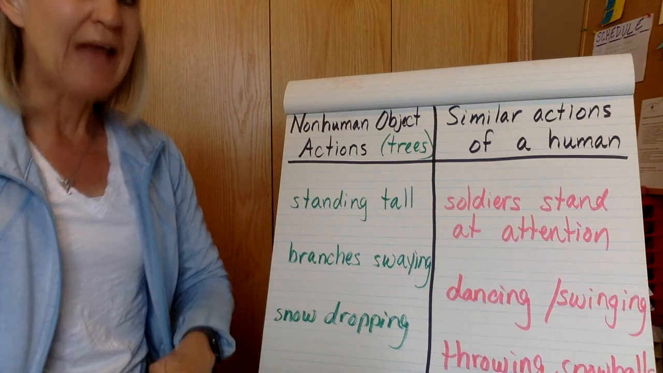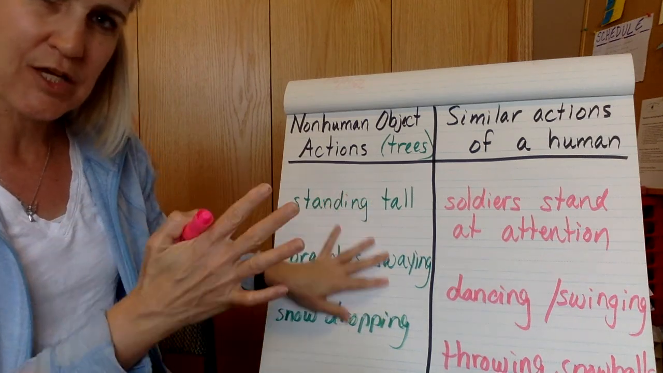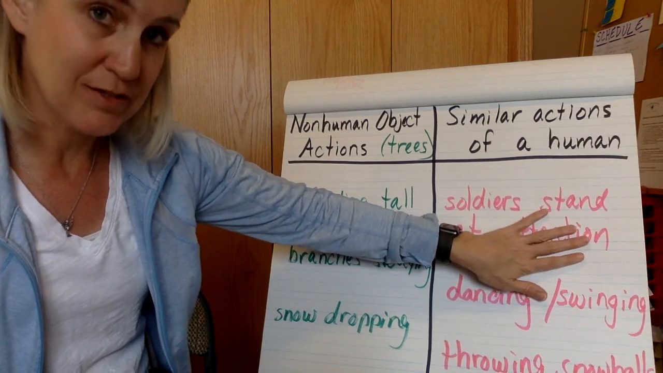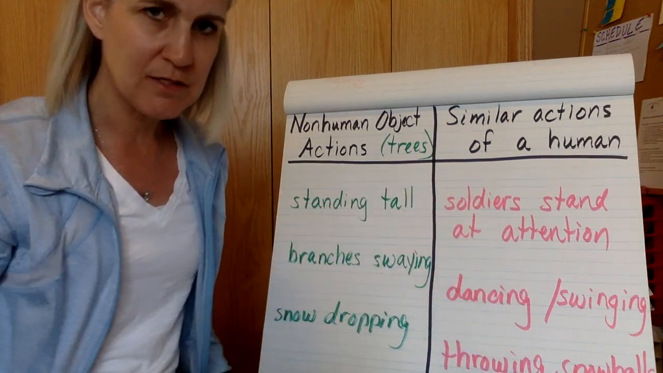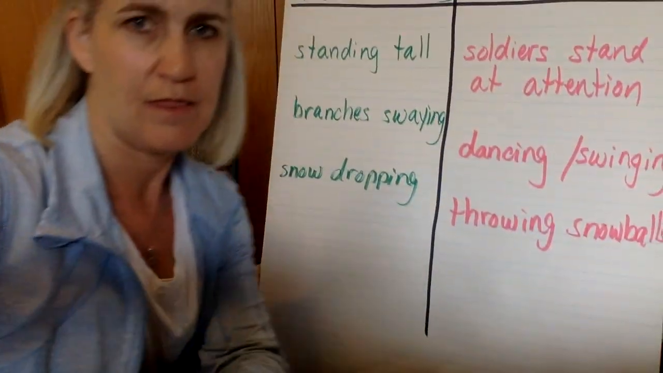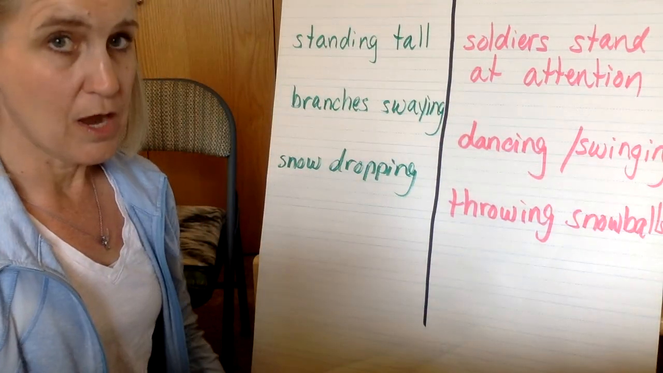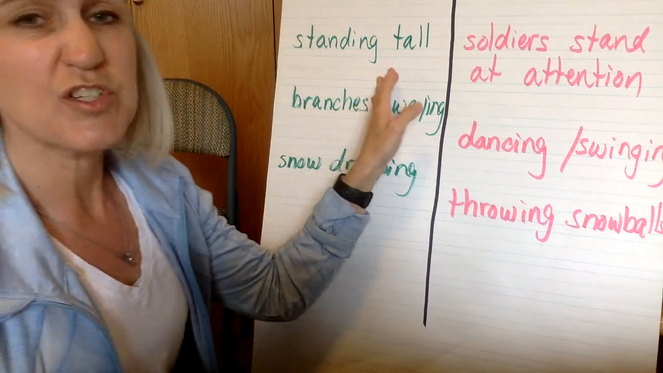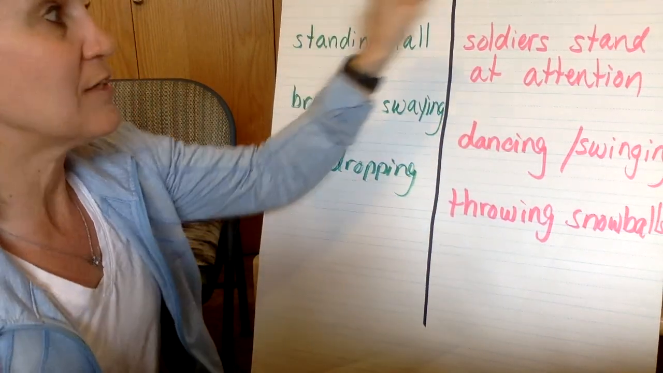Okay, so now that I have some of the motions that I see the non human object doing, and now I have some human actions that a human would do, now I can put these thoughts together into sentences or phrases. Let's see, if I were to just take those first, standing tall. Now remember, I don't want to compare, because I'm not writing a simile or a metaphor, so I don't want to say the trees were standing tall like soldiers at attention. I want to make the trees actually doing this.